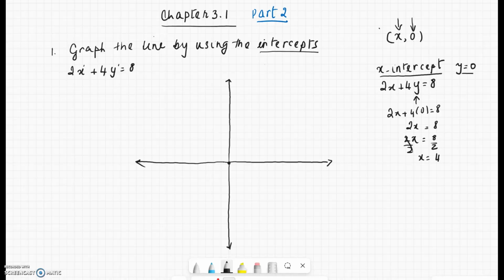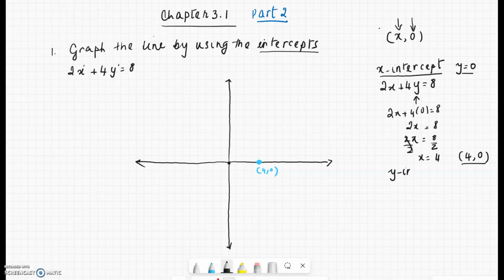What does this mean? The graph crosses the x-axis at x equals 4. So what are the coordinates? When x is 4 on the x-axis, y is always equal to 0. So we have a point, 1, 2, 3, 4. So we plot the point (4, 0).